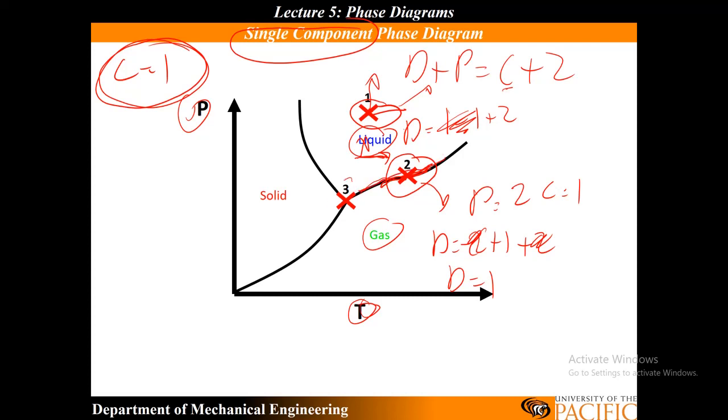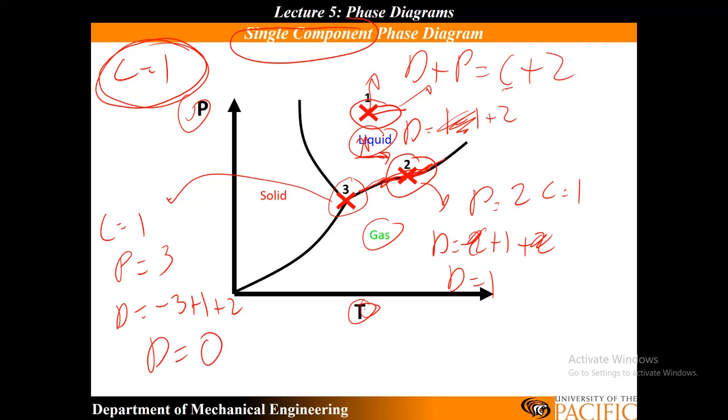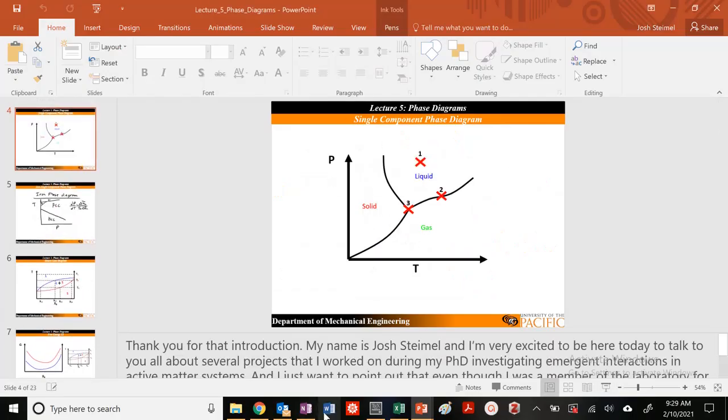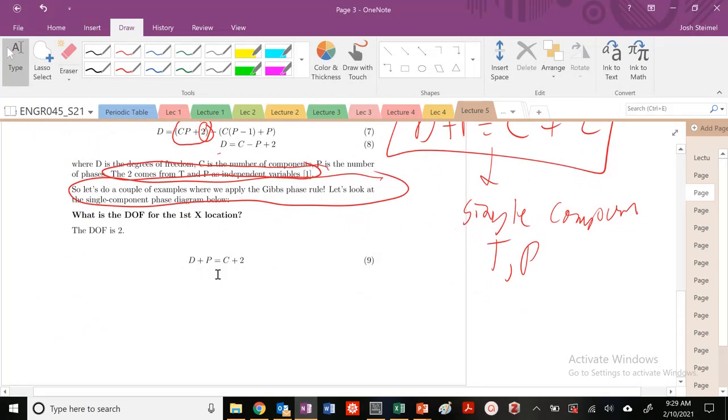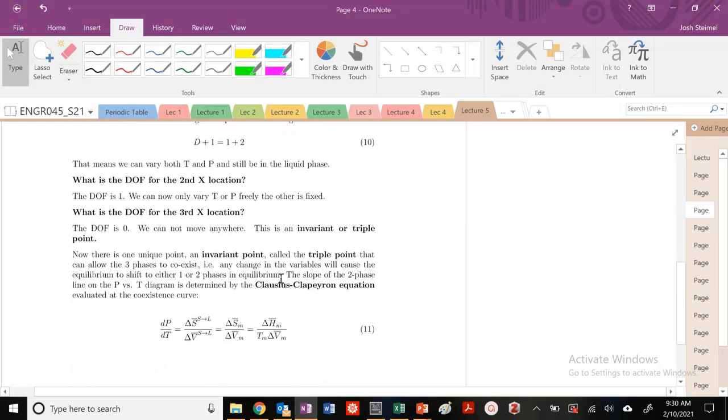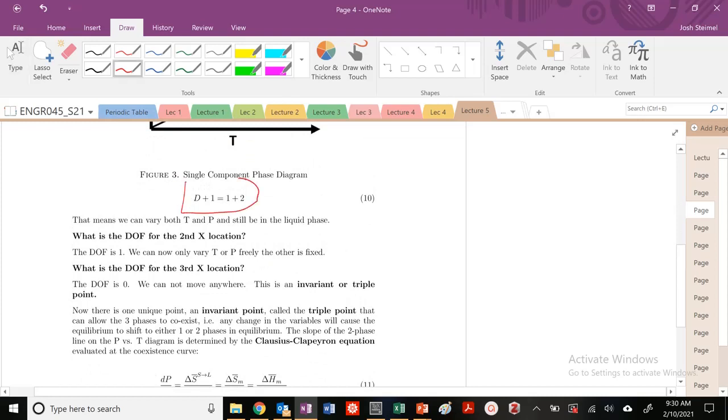So let's do the last one. What's happening at 3? Well, my components is still equal to 1. What are my phases? I'm solid, liquid, and gas, so my phases is actually 3. So D is equal to minus 3 plus 1 component plus 2 variables. Now my degrees of freedom is 0. I can't change temperature or pressure. And this special point where degrees of freedom is 0 is called an invariant point on the phase diagram. So you can go back through here and take a peek at these degrees of freedom and how you calculate that. But this is an invariant point.